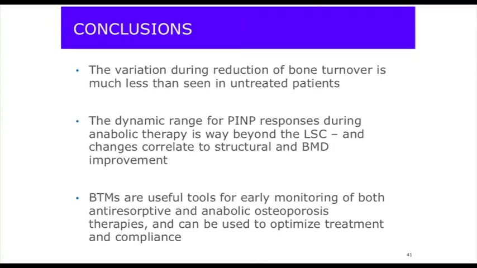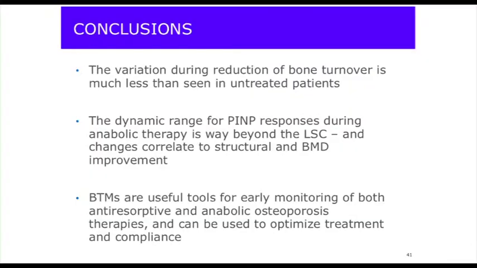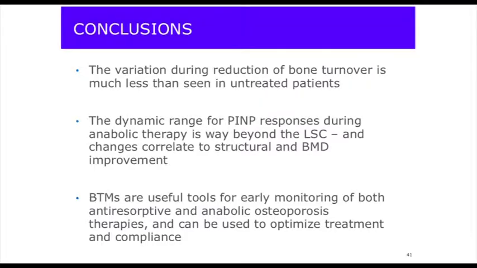If you had to rely on BMD, you would have to wait a year before you could take action. The variation during reduction of bone turnover is much less, as I showed you. It's not a big deal when you monitor anti-resorptive therapy because bone turnover is down, variation is down. The dynamic range for P1NP is way beyond the least significant change. Although there's a lot of variability between patients, it's still informative.